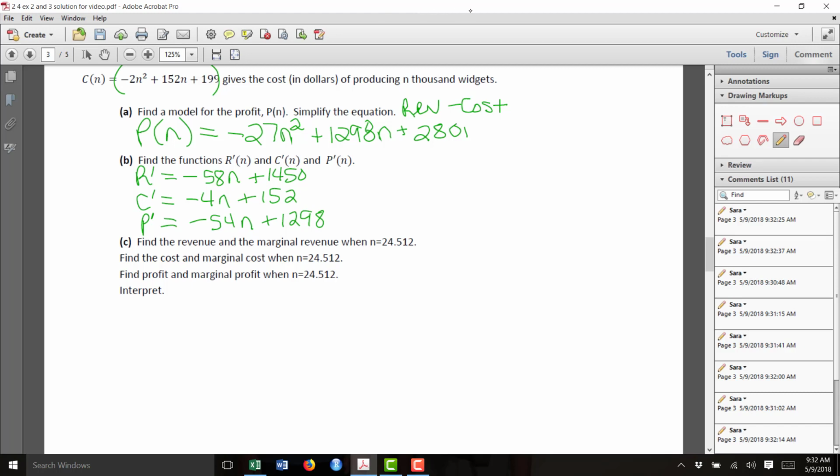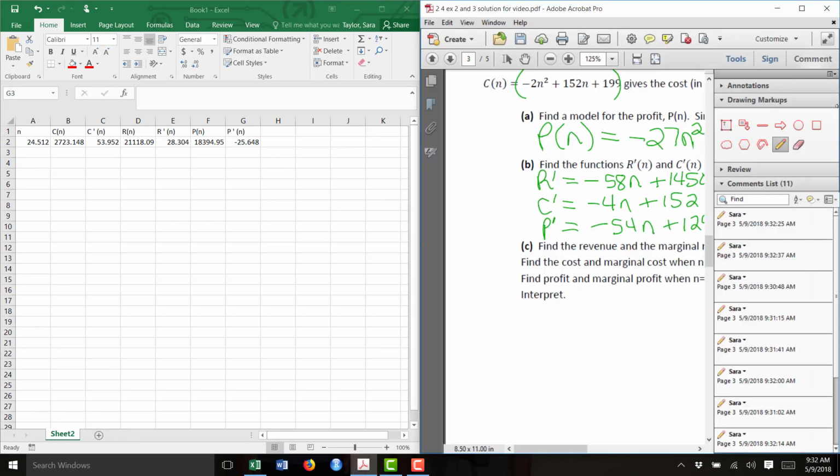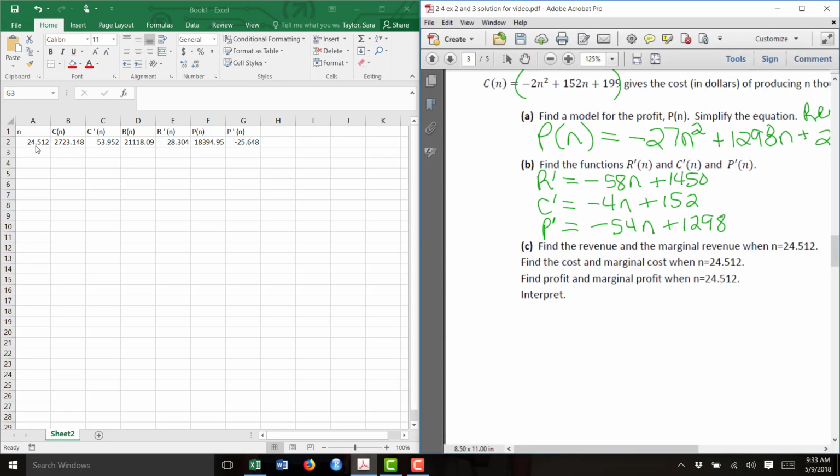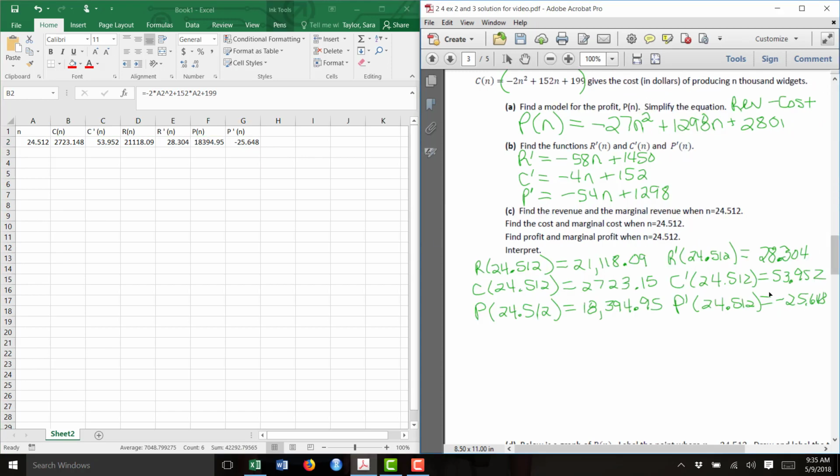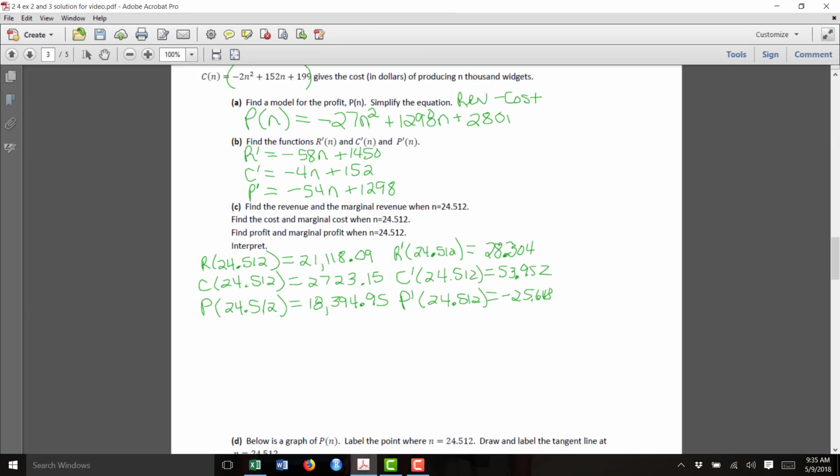24.512. So I went ahead and I put all of this in Excel so that we could evaluate each of these 6 functions at that input value. And over here we see them. I plugged in n is 24.512, and I just popped those functions into Excel. So I've just given all the values here that I found in Excel for the revenue, cost, profit, and the derivatives as well at those points.